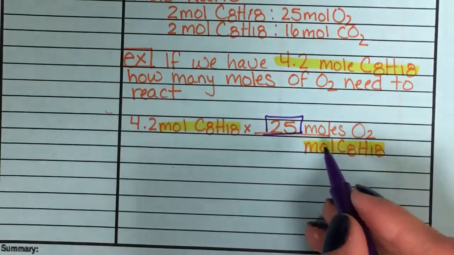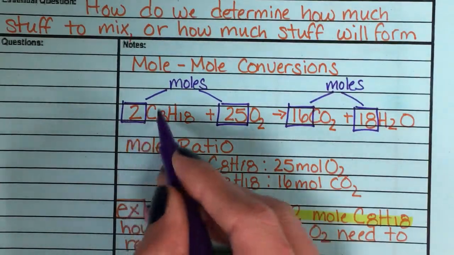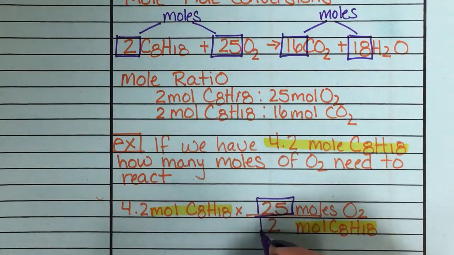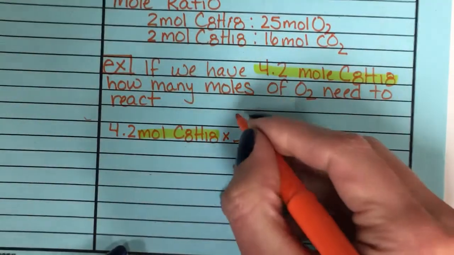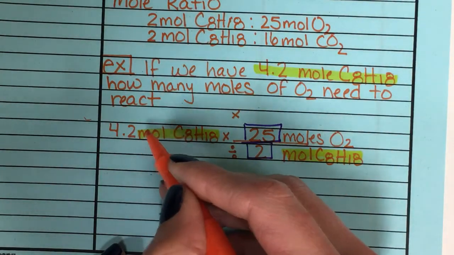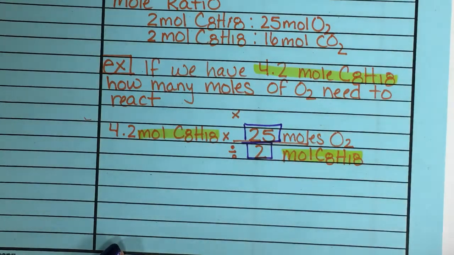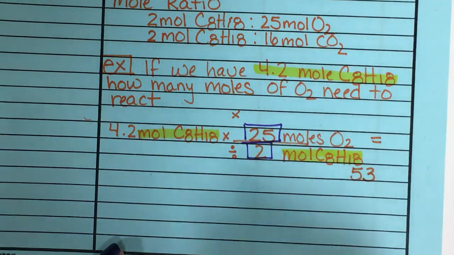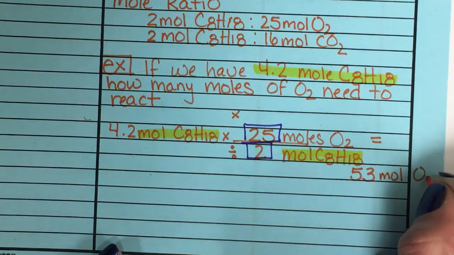Okay? And then moles of C8H18, the number here had a 2 next to it, so I'm going to put a 2 there. And I'll just go ahead and put a purple box around it. Now it's exactly like we did before. Anything on top we multiply, anything on bottom we divide. So 4.2 times 25 divided by 2, and I get 53, because I can only keep 2 sig figs, moles of oxygen.